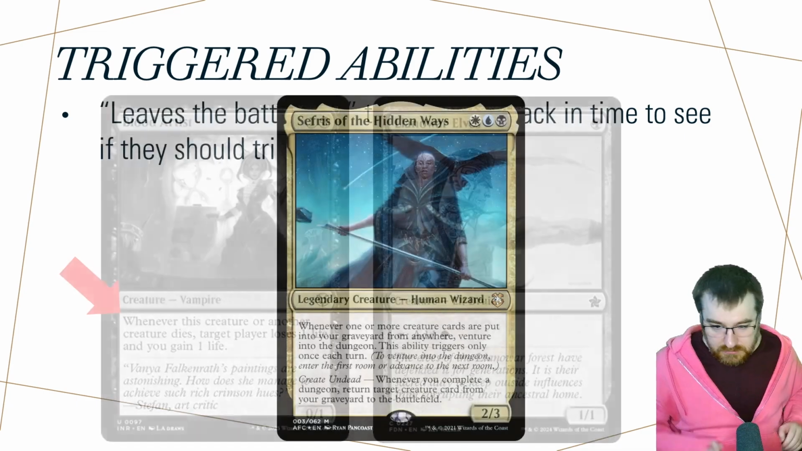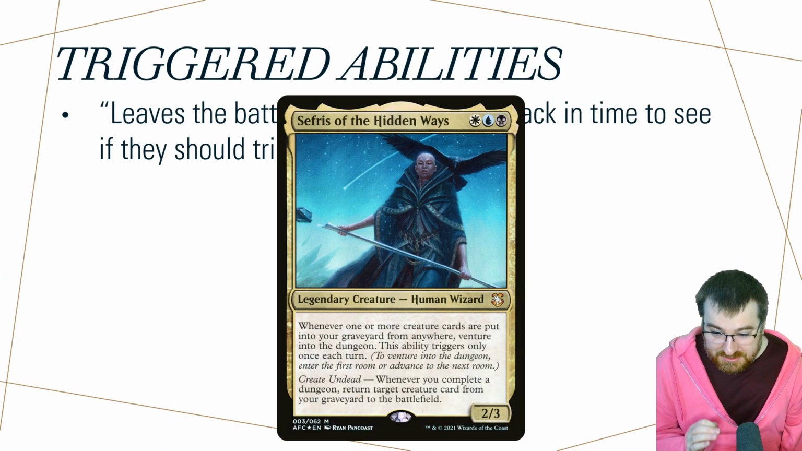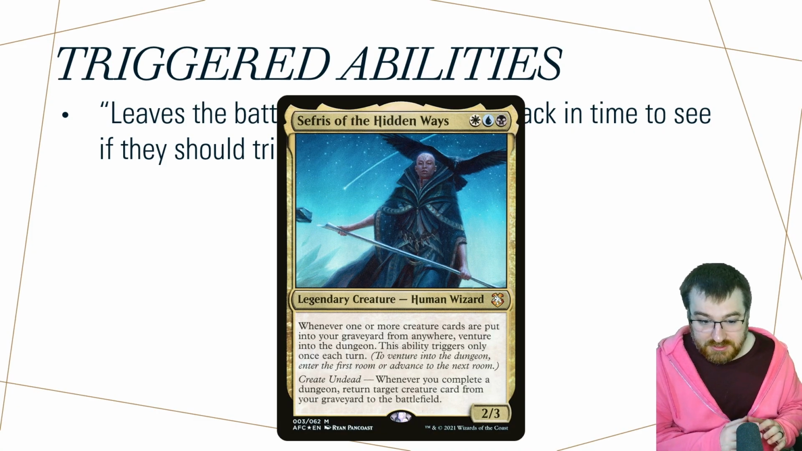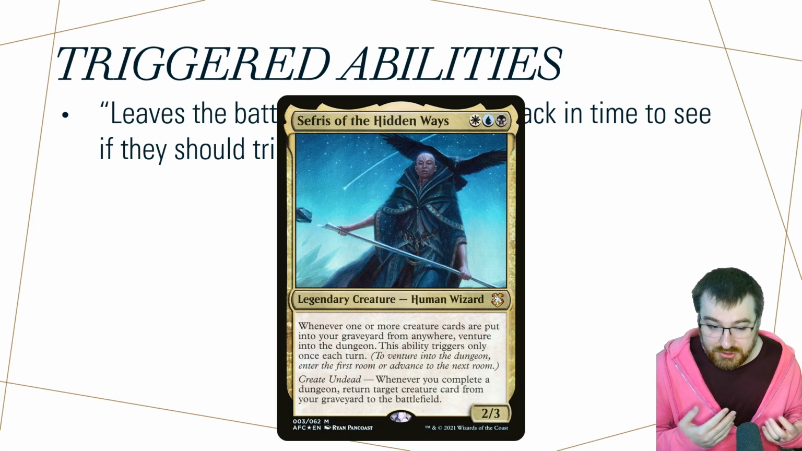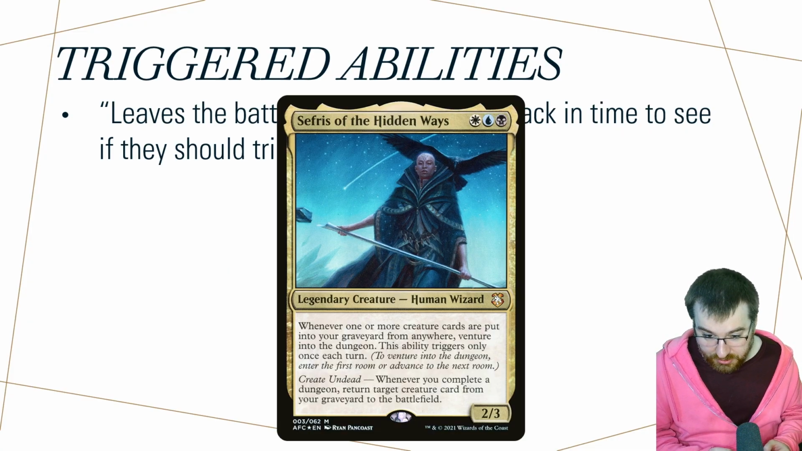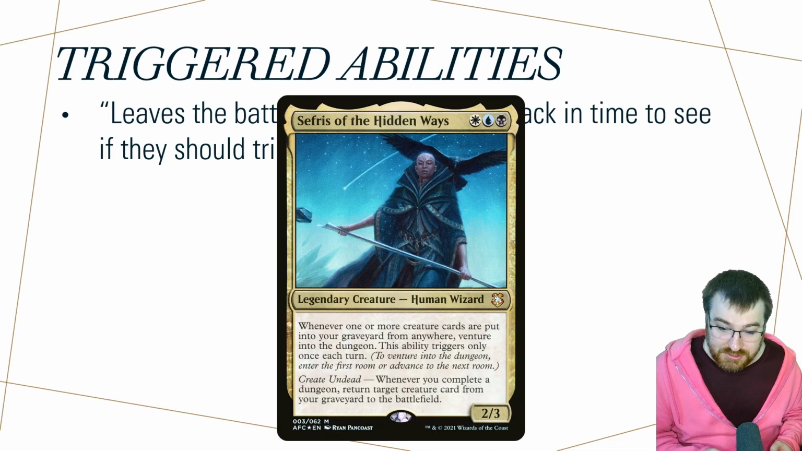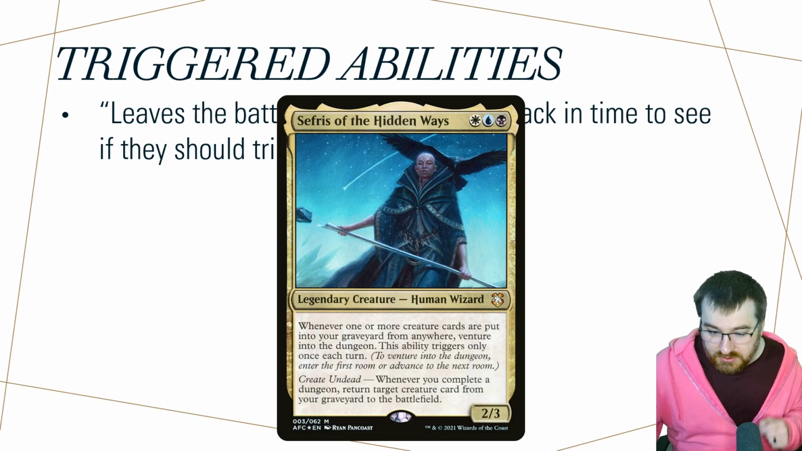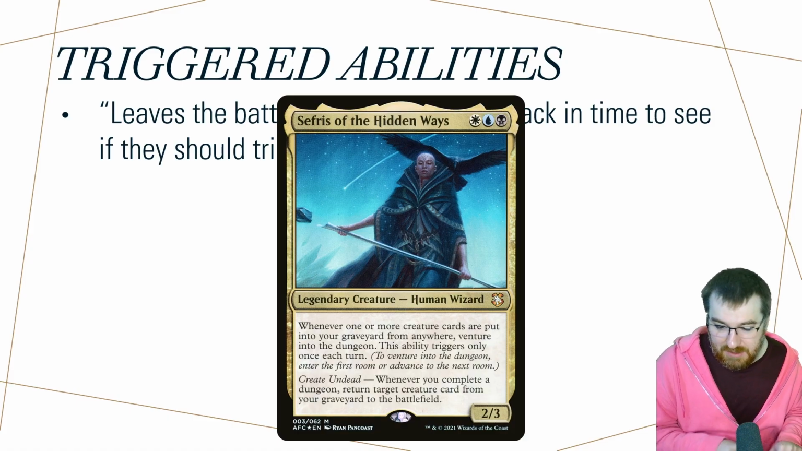Now, the wording of these abilities is incredibly important. Take Sephiroth's ability, for example, which reads, whenever one or more creature cards are put into your graveyard from anywhere. This is not a leaves-the-battlefield trigger, because Sephiroth doesn't care where the creature cards came from, only that they end up in the graveyard. So Sephiroth will not trigger its own ability when it dies. Its ability will not trigger when a player wipes the board because it is not a leaves-the-battlefield trigger. So the game will not look back to see if that ability should trigger.